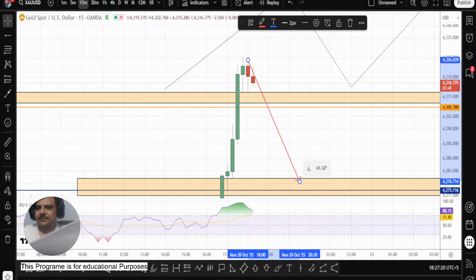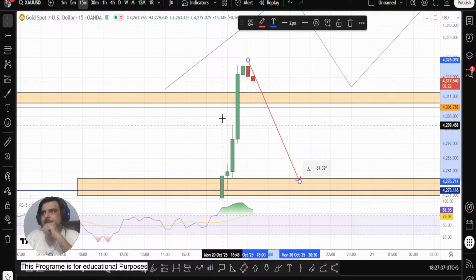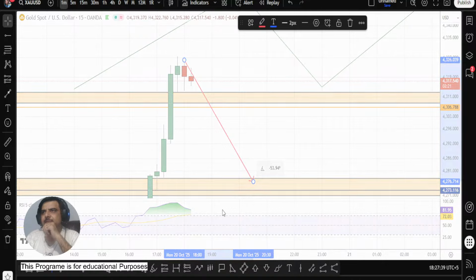Let's see, in 3 minutes a big volume is expected. So if that big volume is to the sell side of the market or to the buy side of the market, we will know. We will know that in 3 minutes.